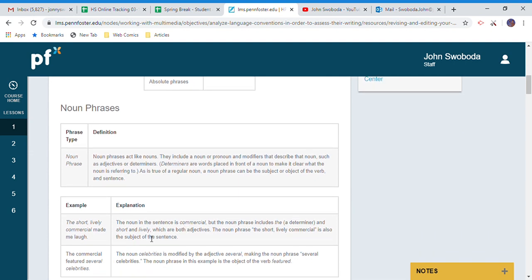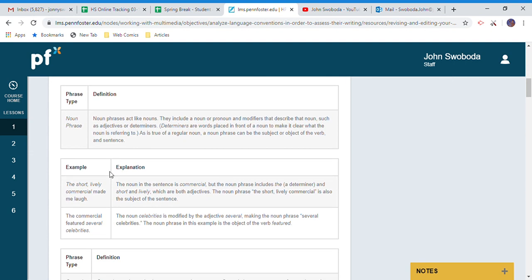Okay, so a noun phrase acts like a noun. It usually is based on a noun, and it's got some things added to it. Like here, the short, lively commercial made me laugh. Commercial is the noun, but these words, the short, lively, all depend on commercial to be useful. So they're part of the phrase. They're part of the noun phrase.